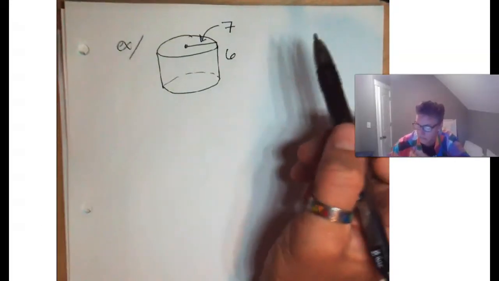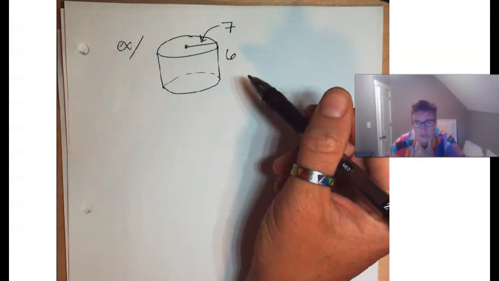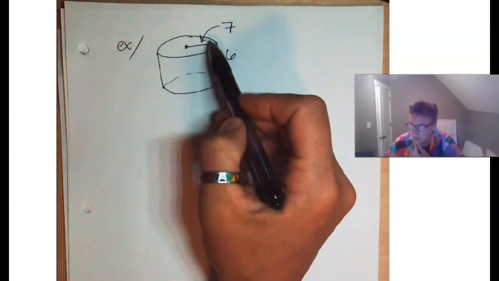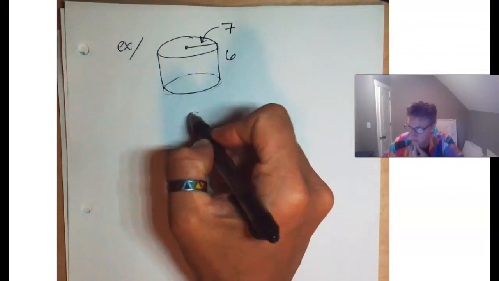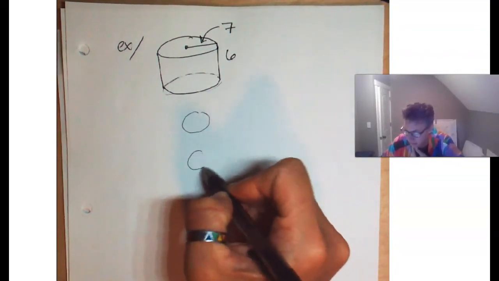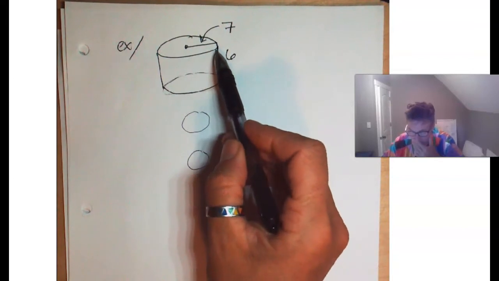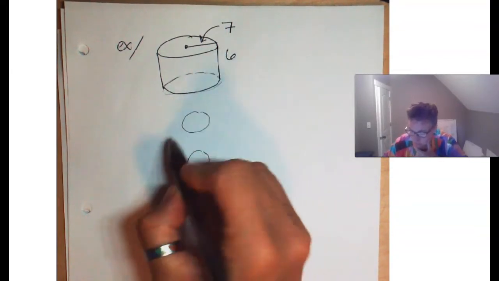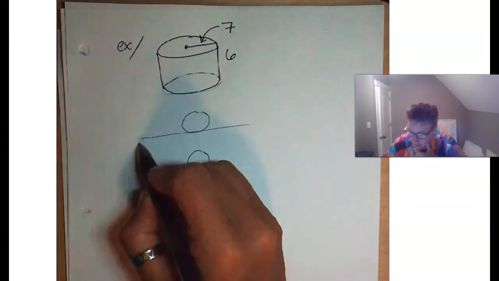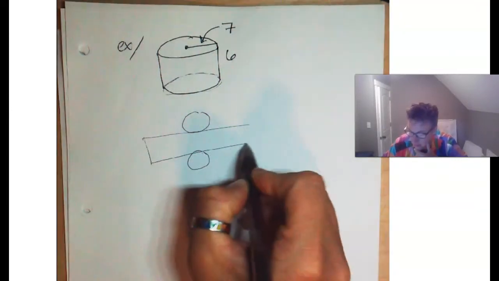Alright, so here's our picture. What does this thing look like? Well, it's got a circle on the top and the bottom. And then think of it as a can of soup. And then think about the label. If you unwrapped the label, it would come out like a rectangle, a long rectangle.